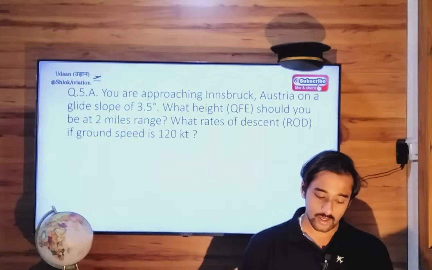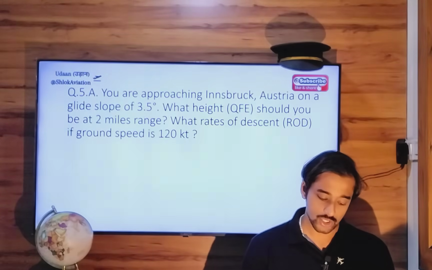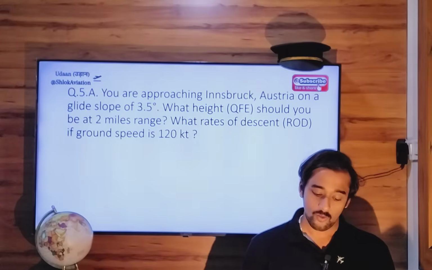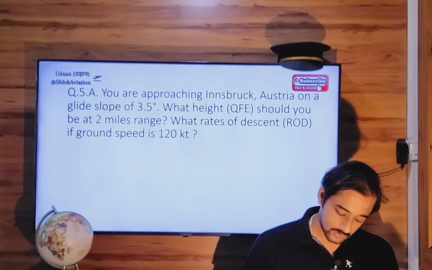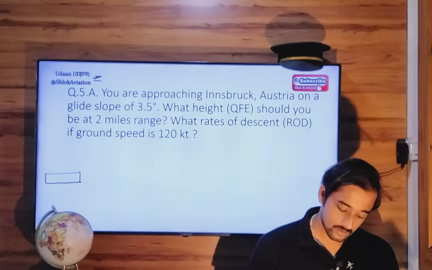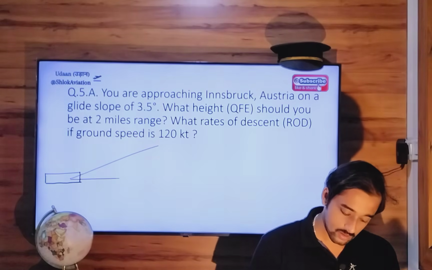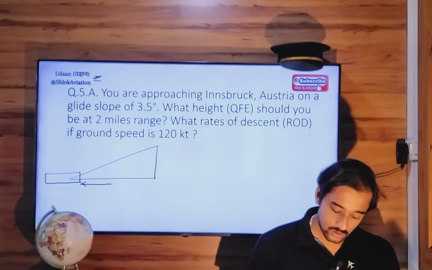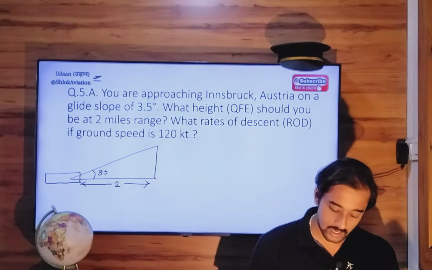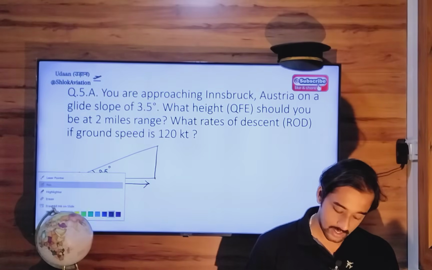Question number 5. You are approaching Austria on a slope of 3.5 degrees. What height should you be at 2 miles? What should be your rate of descent at a speed of 120 knots? So this is your runway. Okay. You are 2 nautical miles away. Glide slope is 3.5 degrees. You have to find the height of your aircraft.